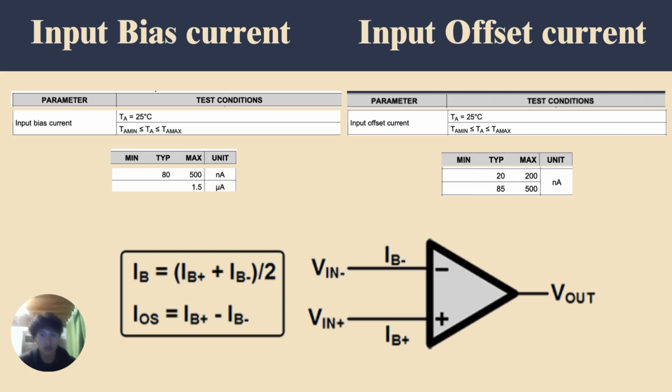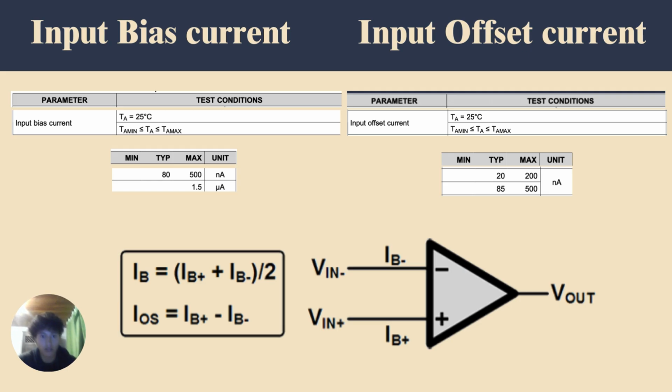Now we're going to talk about input offset current. Even if the input terminals are supposed to draw identical bias currents, in reality the bias current at the inverting terminal and the bias current at the non-inverting terminal are slightly different due to transistor mismatches. The difference between these two bias currents is called the input offset current.